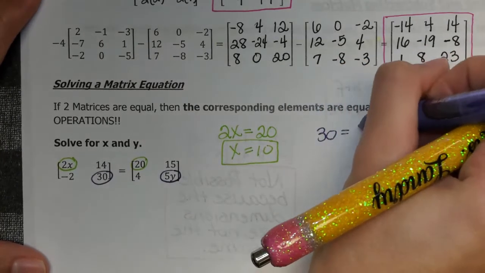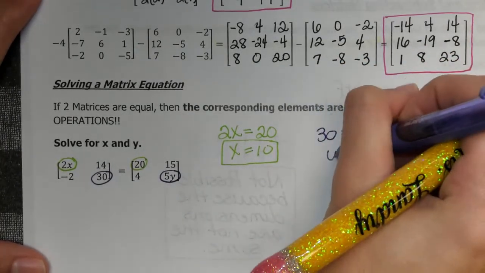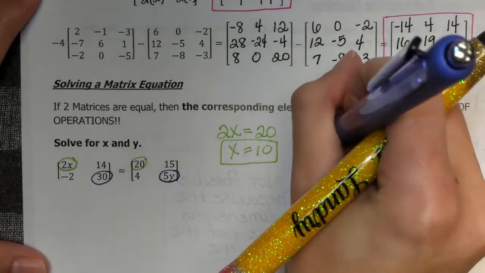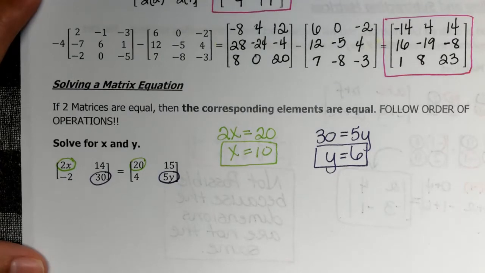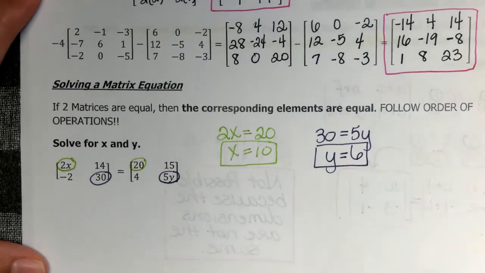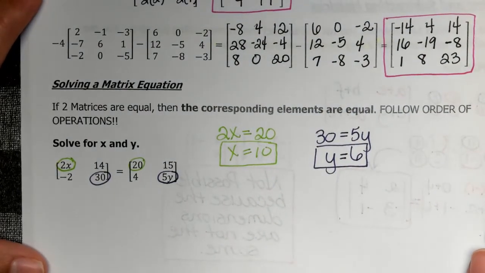30 equal to 5y. Y is equal to? Very simple. When it's already set equal for you, very simple. You just have to look, find the variable, set it equal to its corresponding element.